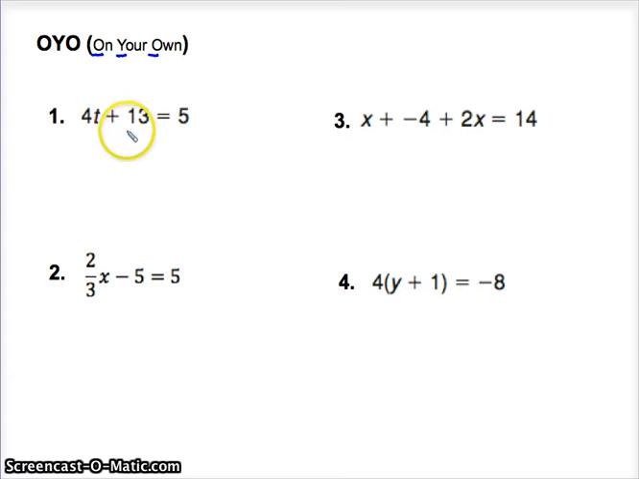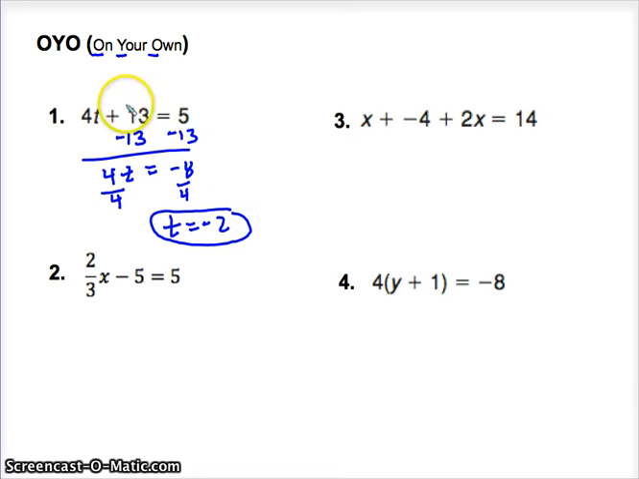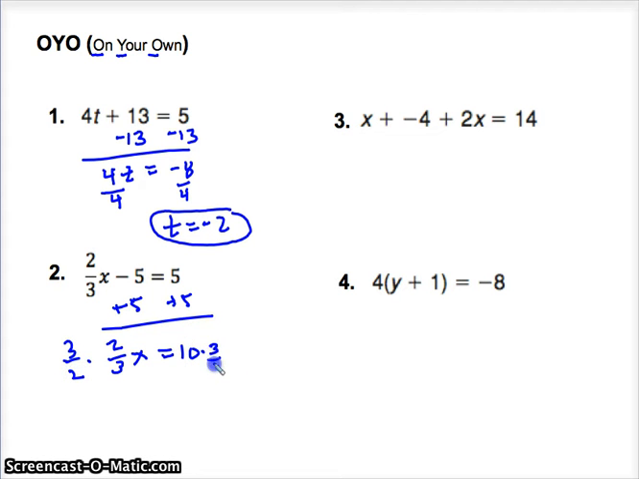Alright, for question number 1, you should have subtracted 13 from both sides. You're left with 4t equals -8. You will divide both sides by 4 and be left with t equals -2. Question number 2, start by adding 5 to both sides. You'll be left with 2/3 x equals 10. You'll have to multiply both sides by the reciprocal, 3/2. You'll be left with x equals 15.